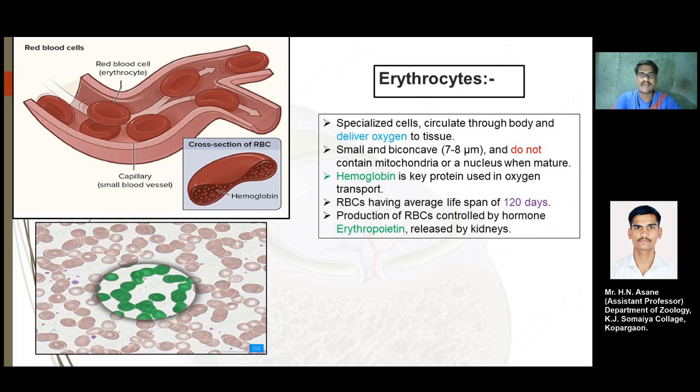The red blood cells have an average life of 120 days, and after 120 days these dead red blood cells undergo phagocytosis and get degenerated in the phagosome. The production of red blood corpuscles is controlled by the hormone erythropoietin, which is released by the kidneys. So the kidneys play a very important role here.